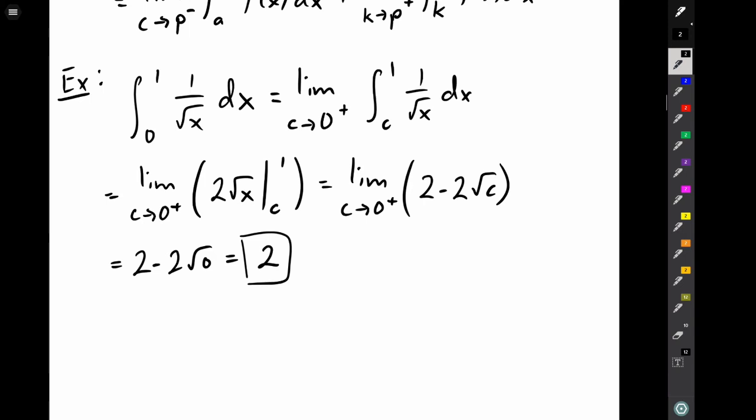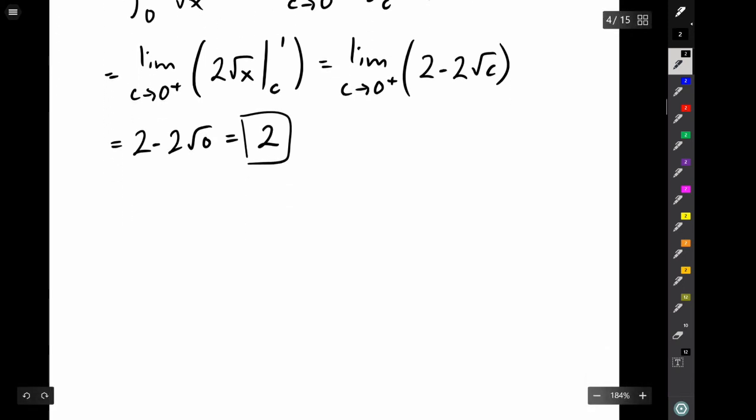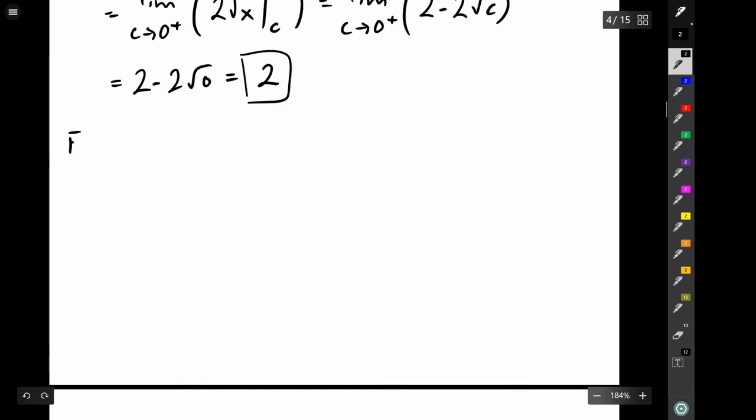Right, so I think, what are we at? A few minutes? Okay, let's do one more. Let's look at the example, the integral from 1 to 10 of dx over (x minus 2) to the 1/3.